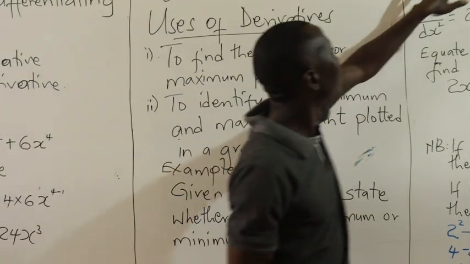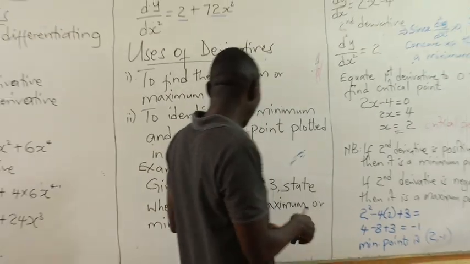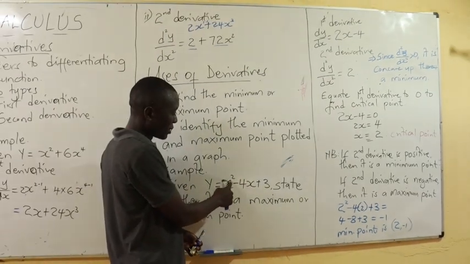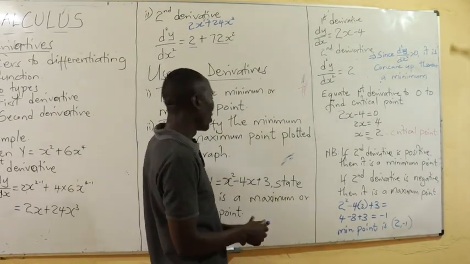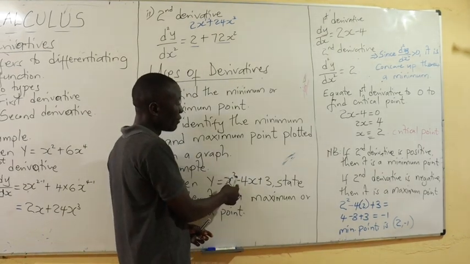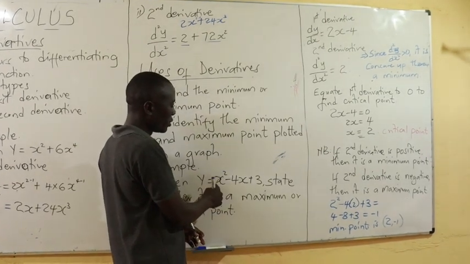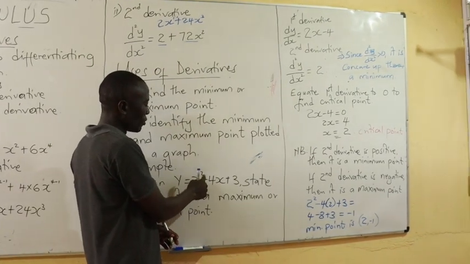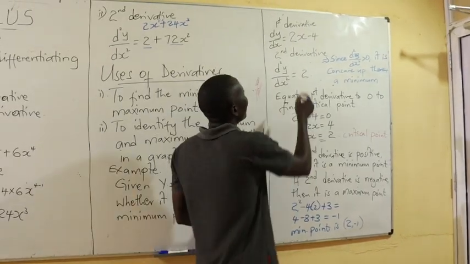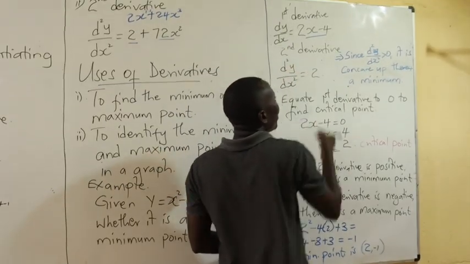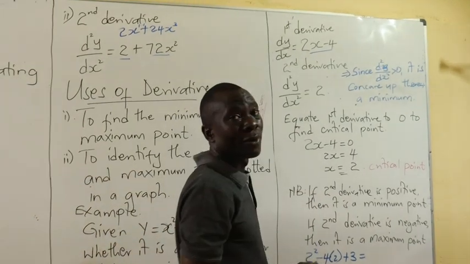First of all, we find the first derivative from our equation here, which is x squared minus 4x plus 3. Our derivative will be, as we said, when we differentiate, then we drop the power, then we subtract that particular power by 1, so that our first derivative becomes 2x minus 4.